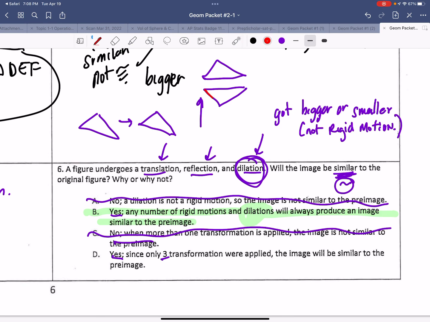So if I make it twice as big, double this length, 1, 2, double the length, this length, 1, 2, double that length. Now I've done exactly what they said. Make a series of rigid motions and a dilation. No matter what, this will be similar because it has angles that are the same and sides that make the same ratios. All right?